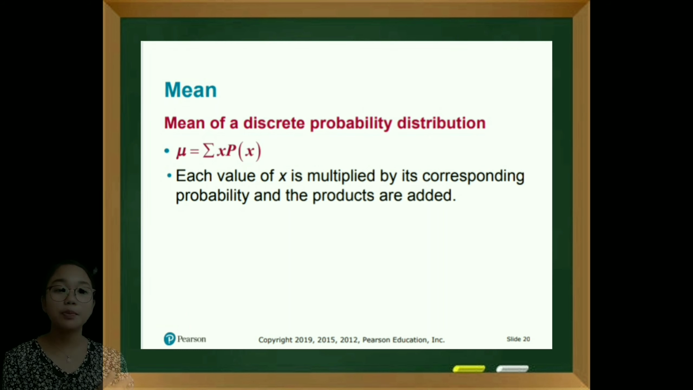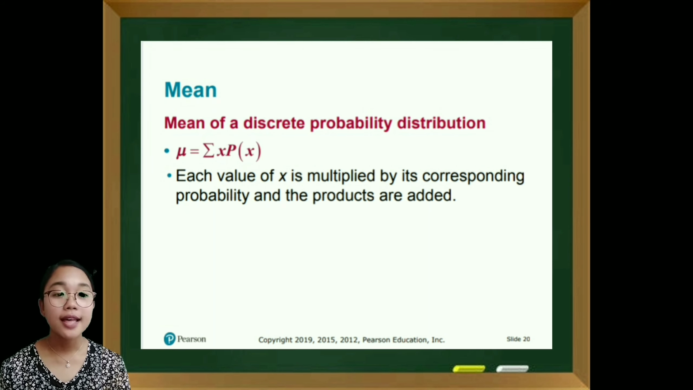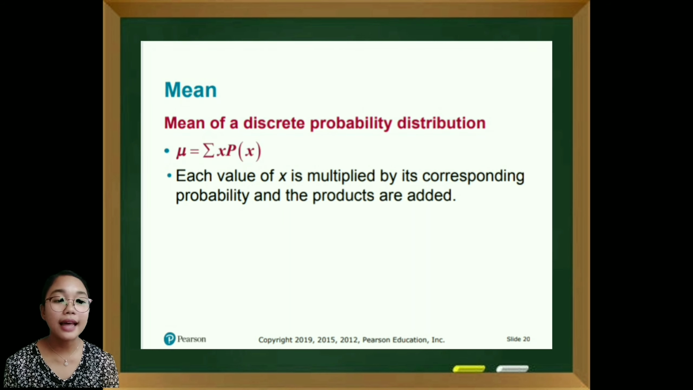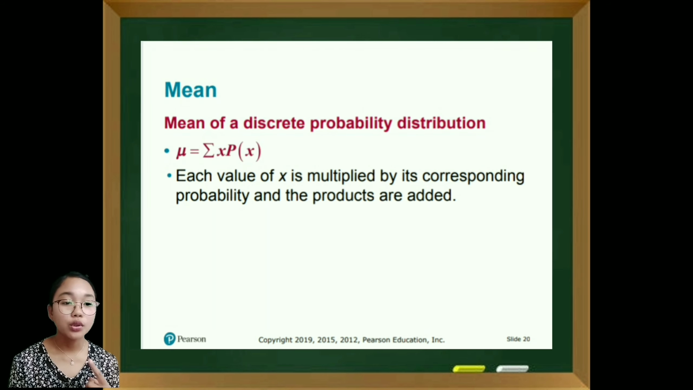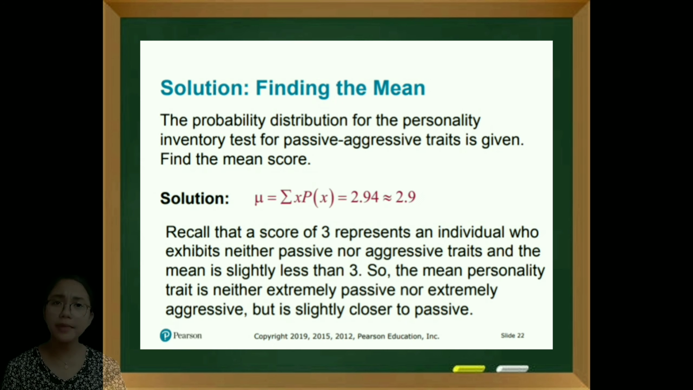For example, the probability distribution for the personality inventory test for passive-aggressive traits is given. Find the mean score. What we're going to do is to multiply the x to the probability of x. For the final step in getting the mean, we are going to add all the products of x and the probability of x. Our mean is equal to 2.94, approximately 2.9.